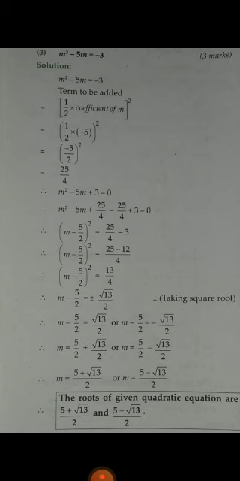We have to make use of the formula: half into the coefficient of m. Now the variable is m, so we have to take half into the coefficient of m. Here the coefficient of m is minus 5, so that will become minus 5 by 2 whole bracket square. Now the square of minus 5 by 2 will be 25 by 4. The minus sign will be removed.